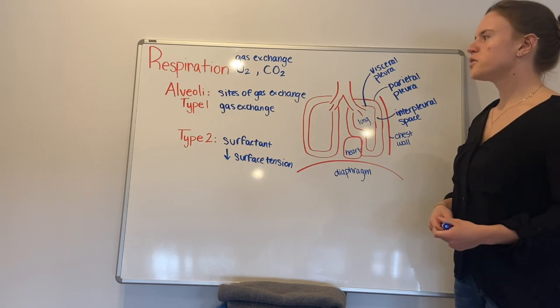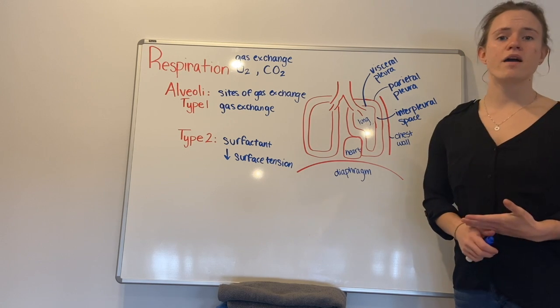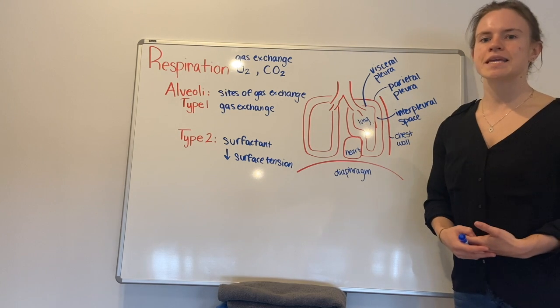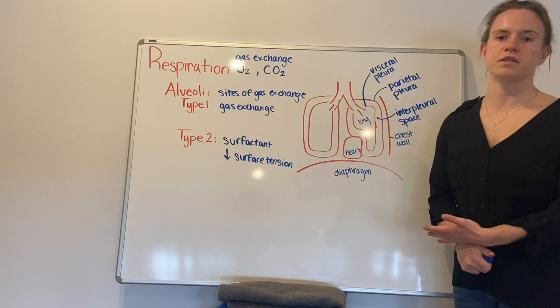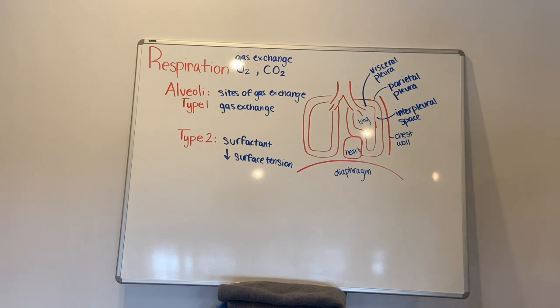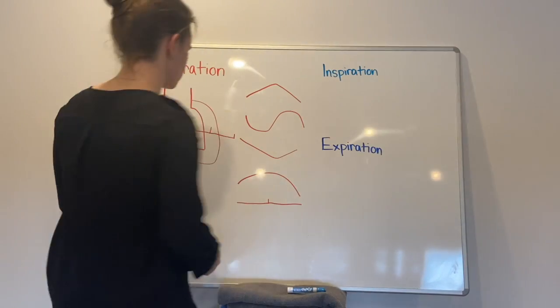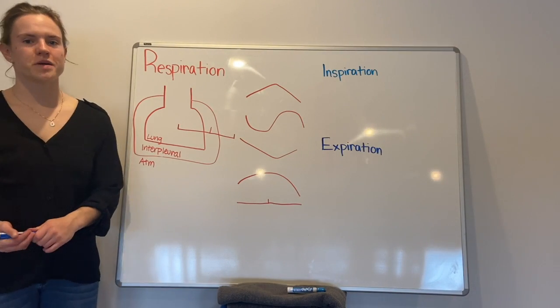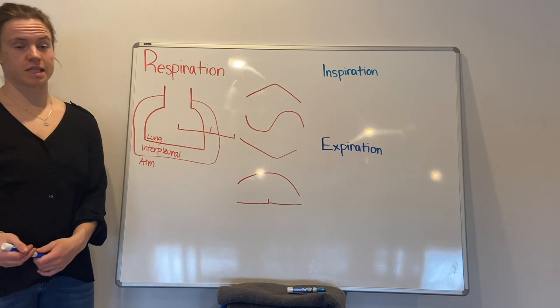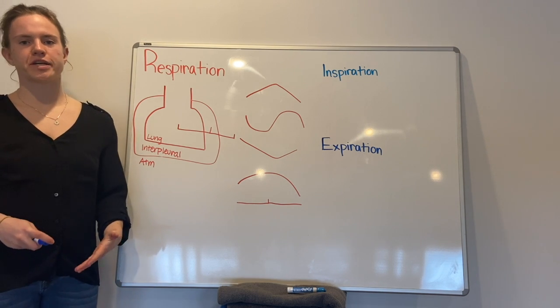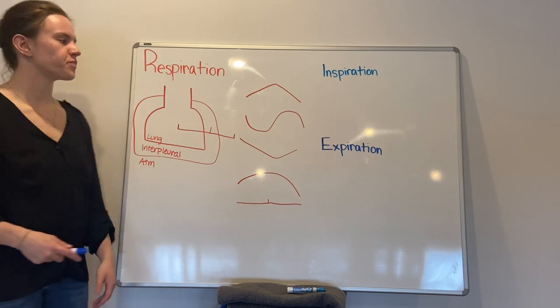So, just a brief review, we went over what the alveoli are, the two types of cells in the alveoli, and then the structure of the lungs. Now we're going to talk about the different pressures in the lung and how these relate to inspiration and expiration, so how they relate to breathing.